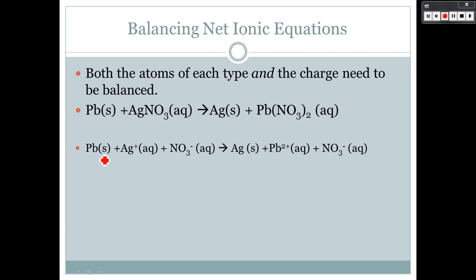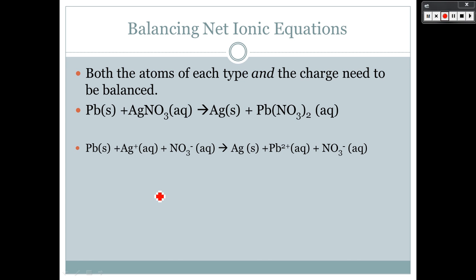We get our solid lead, plus we have silver 1 plus and nitrate 1 minus. Again, we know that from the nitrate, and those are both aqueous. And that gives us solid silver plus lead 2 plus and NO3 nitrate 1 minus. And again, we know that because here in our equation we have 2 nitrates, so that's going to be a total 2 minus charge, giving our lead a 2 plus charge.